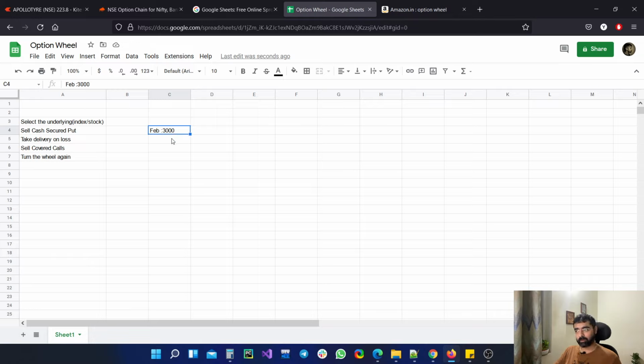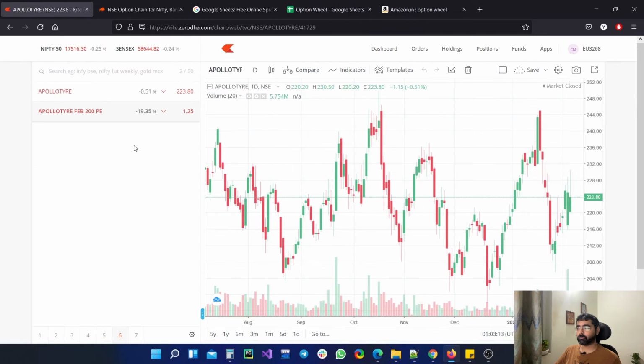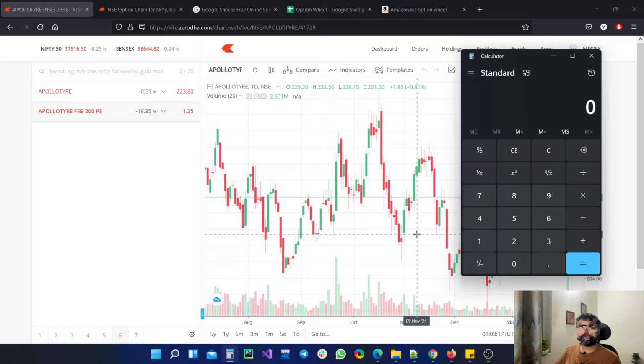But why should I collect only 3000? Why should I not collect more? This is where the problem we have to address is what strike price should be selected. As a rule of thumb, I usually go by collecting 1% of the stock's price as premium for an option. So if the stock is trading at 223.8, which is the current stock price, I would see what 1% of this is. It's 2 rupees 23 paisa, so approximately 2 rupees I would like to collect.